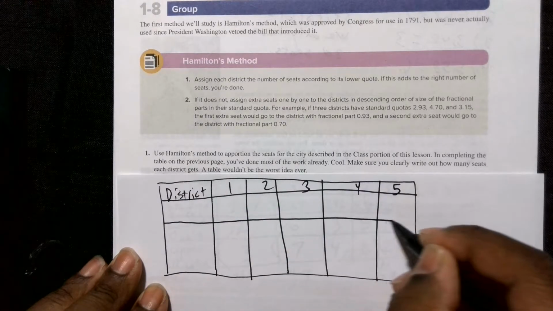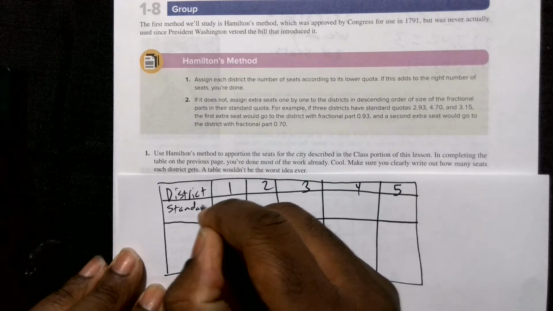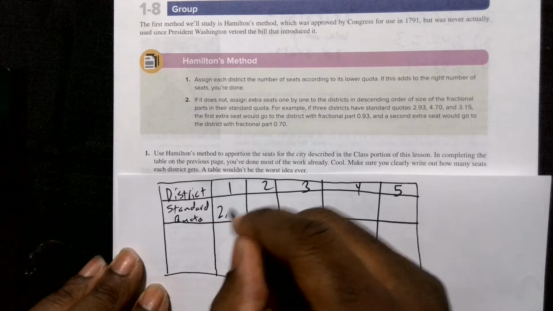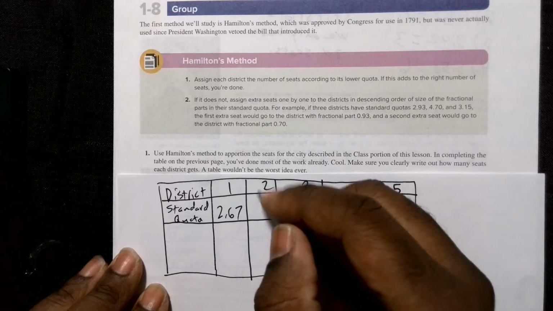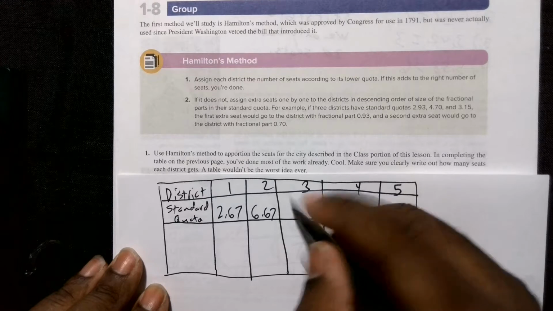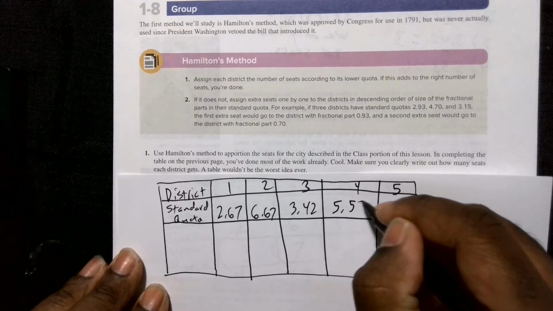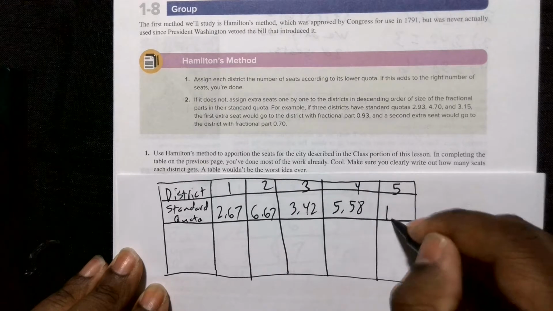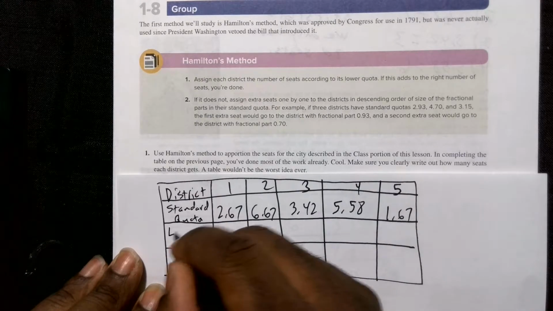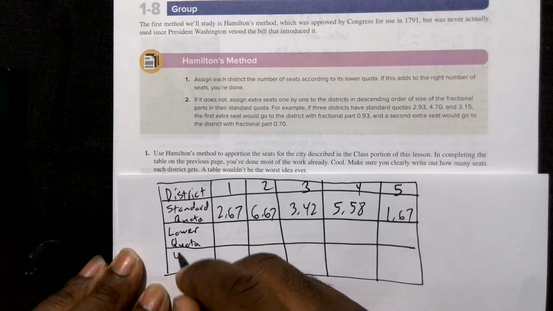Then next we will have our standard quota. Our standard quota would be for District 1, 2.67, just like it is on page 99. District 2 would be 6.67. District 3 would be 3.42. District 4 is 5.58. And District 5 is 1.67. Next, we will have our lower quota and our upper quota.